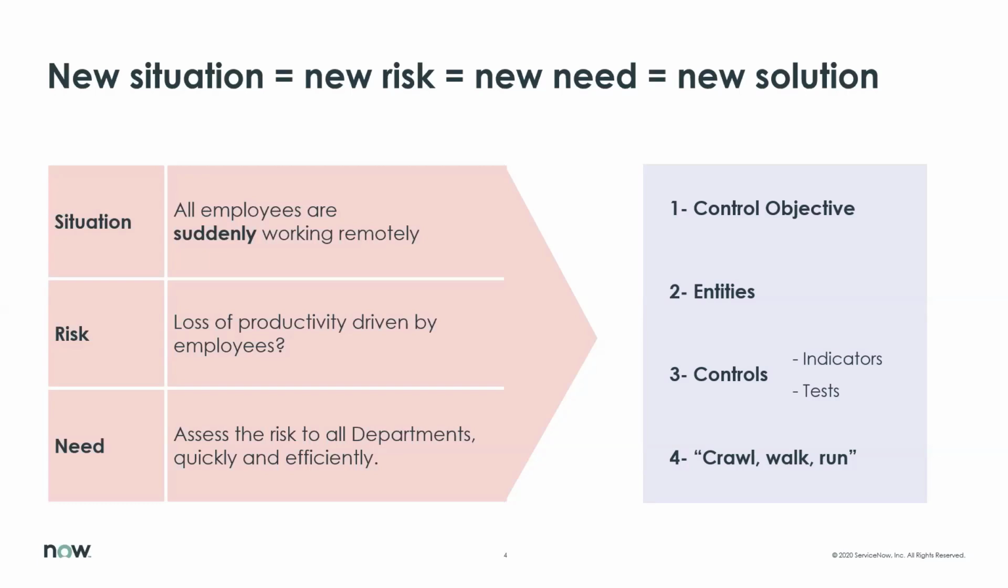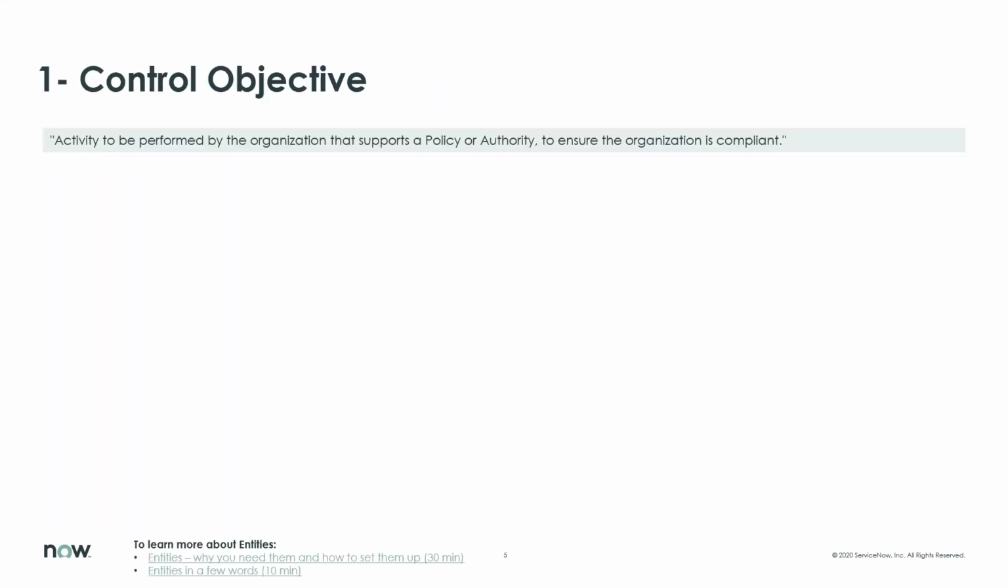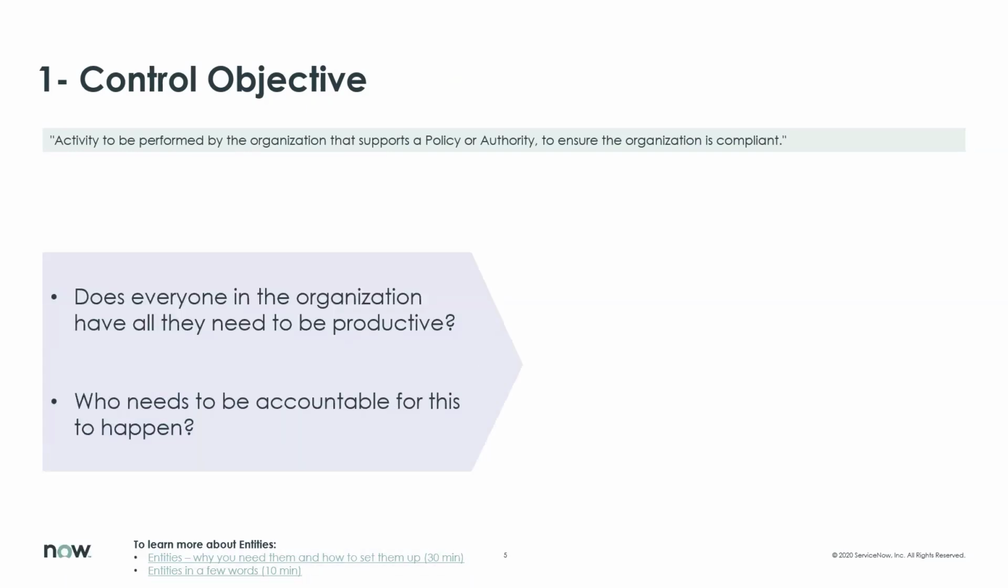And then you'll want to go through them in an iterative process from a crawl, walk, run. And this is the current state that we are in now, and we need to address this quickly, right? So if we use that loss of productivity as an example, a control objective that aligns to this is basically the activities performed in an organization typically to make sure that you're aligned to an authoritative source, that you're compliant with a regulation, or that you're aligned to a policy.